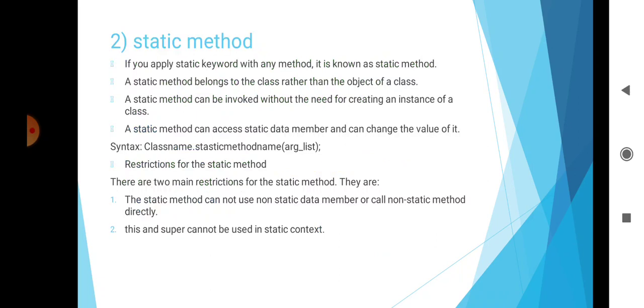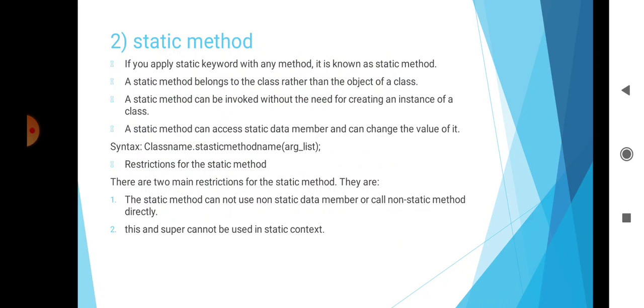Then third is the static method. If you apply the static keyword with any method, it is known as a static method, and a static method belongs to the class rather than the object of the class. A static method can be invoked without the need for creating an instance of a class. A static method can access static data members and can change their value.